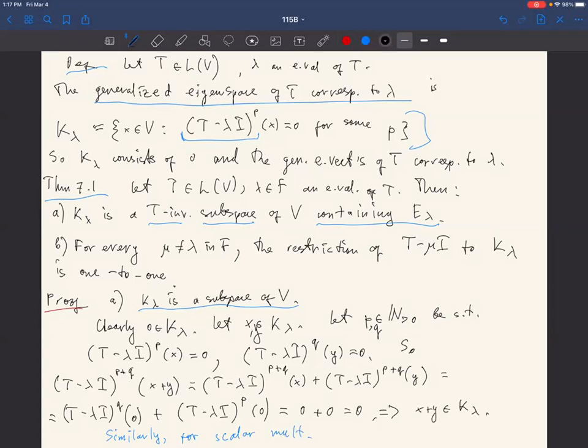Okay, you can check it yourself. Okay, so we have checked that this is a subspace. Now we need to check that it is T invariant. So the next claim is that K lambda is T invariant.